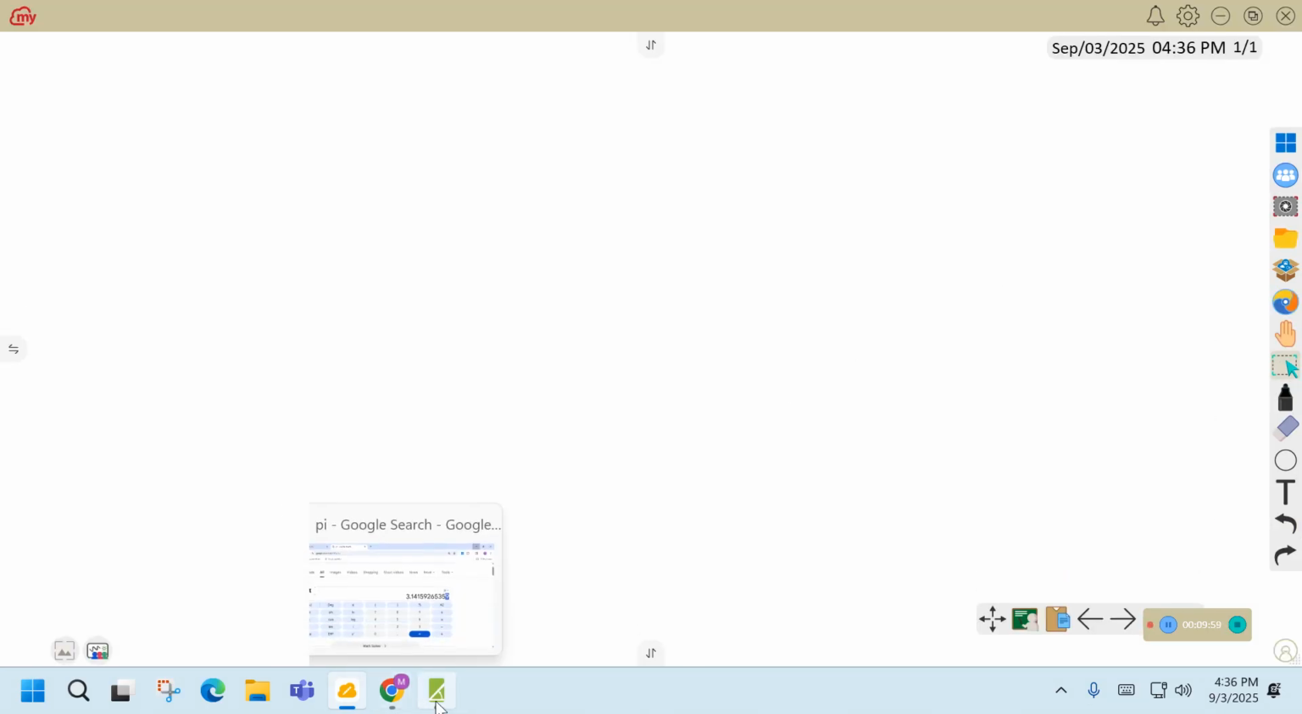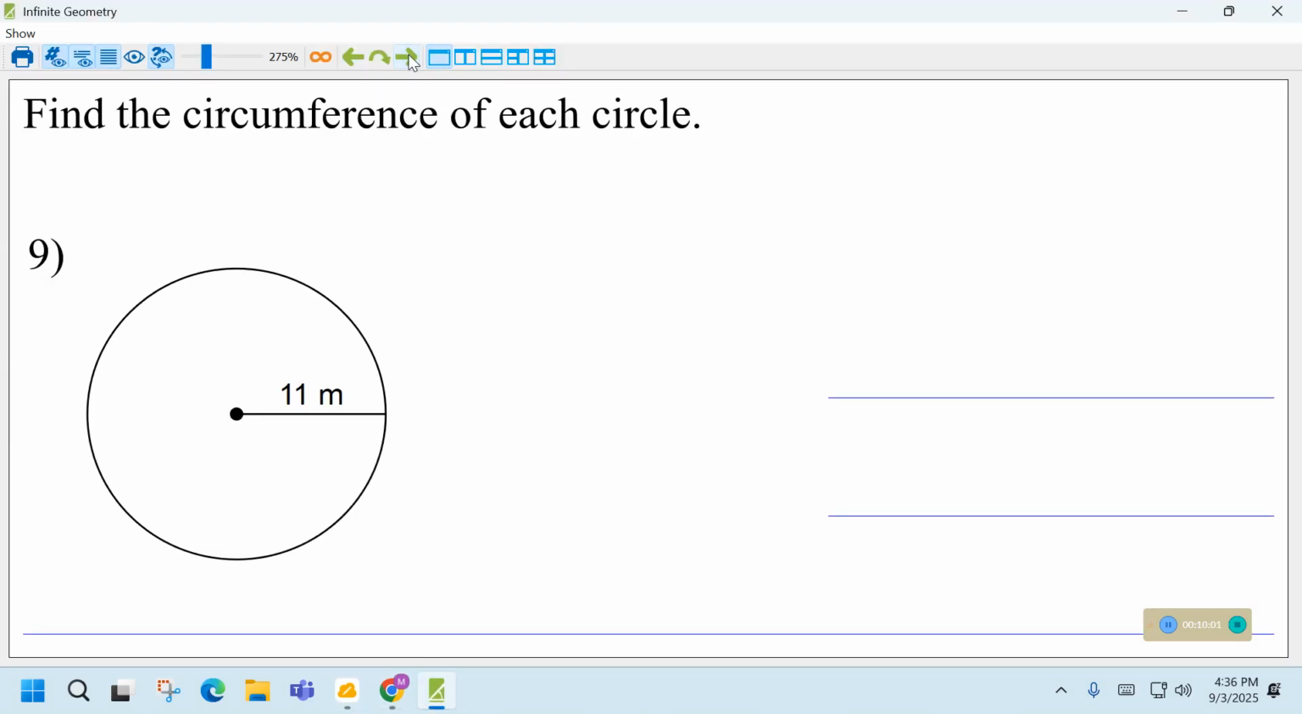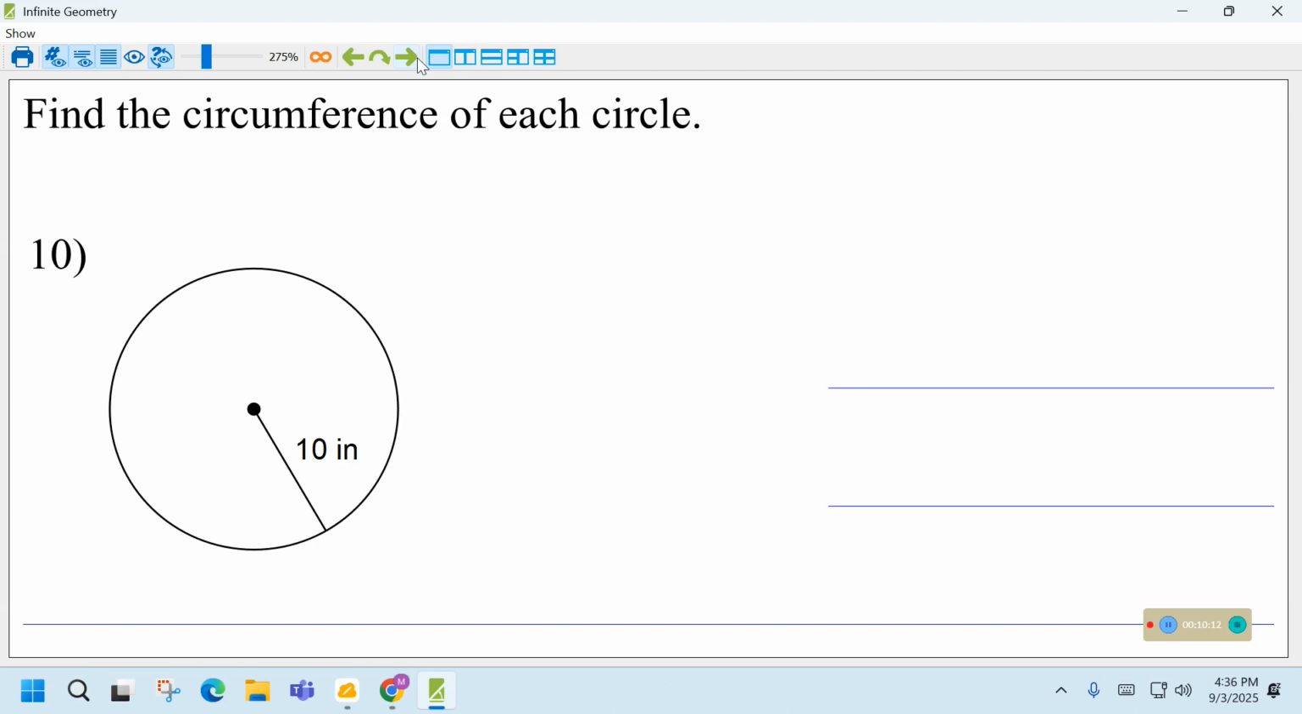So I think we can do one more. Okay, so see what you get for the answer on this one. And I hope you know it's 22 pi, and I hope you can do that in your head, right? So we get to the next one. We have another one with 10.